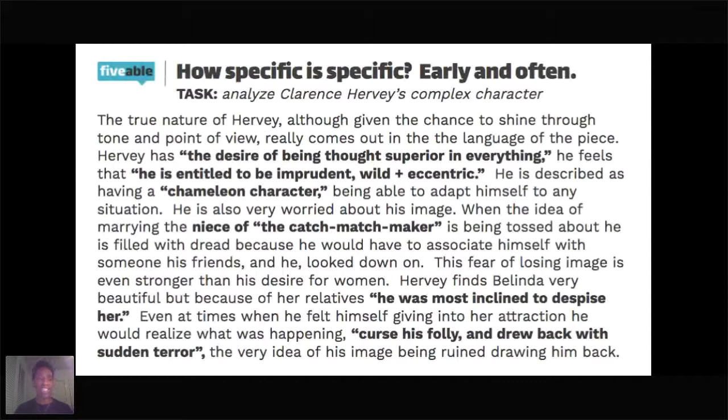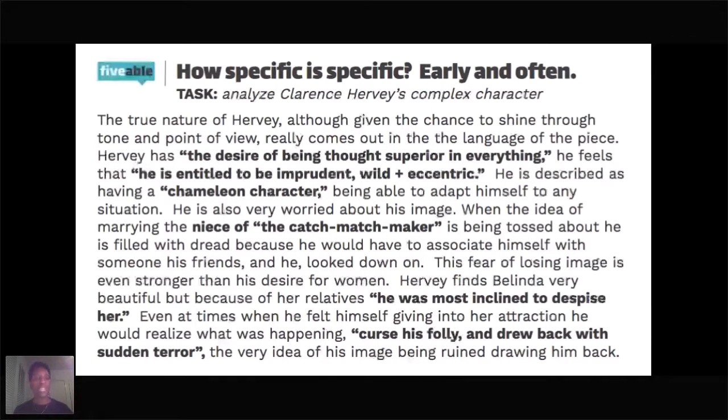And I think that is a specific piece of evidence, but it is in quotes because it's not something that person would say. If they had just said "niece of the matchmaker," they wouldn't have had to quote it. Is being tossed about. He is filled with dread because he would have had to associate himself with someone his friends and he looked down on. So here we start to get into that commentary.